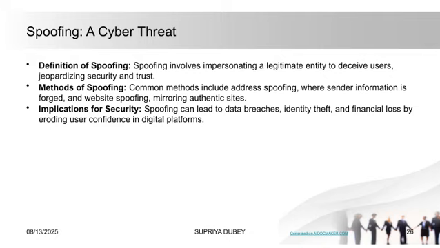There are various methods of spoofing. One common technique is address spoofing, where the sender's information, like an email address, is forged to look like it's coming from a legitimate source. Another method is website spoofing, where cybercriminals create fake websites that mirror authentic ones, making it easy to fool users into revealing sensitive information. Now, the implications for security are quite serious.